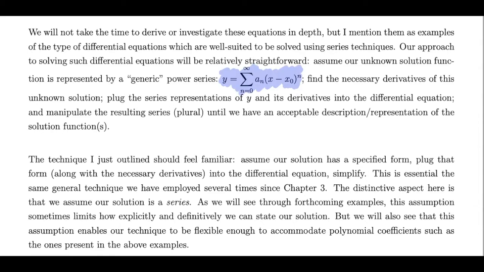Next, I take the necessary derivatives of this unknown solution. In the previous section, we saw how a power series like this can be differentiated. And it's actually a relatively straightforward process because the variable terms are simply polynomial terms. So they're just raised to a constant power. So to differentiate, I just need to bring the power down and subtract one from the power as necessary.